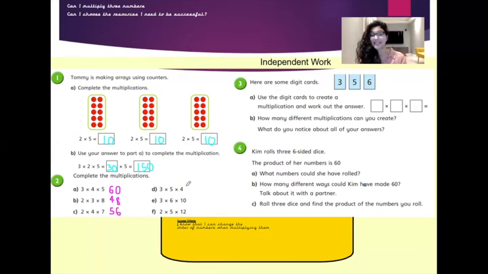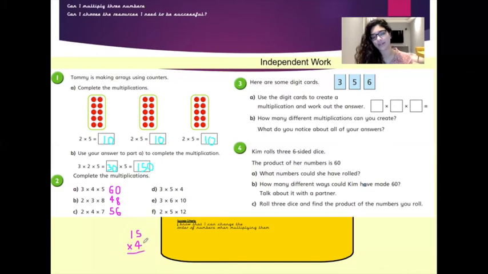Then we're on to D. 3 times 5 times 4. So 3 times 5 would be 15. And then 15 times 4, ooh, tricky one. Should we try working it out the way that we did the other one? Put the big number at the top, which is 15. Put 4 at the bottom, line them up. And then we work it out this way.